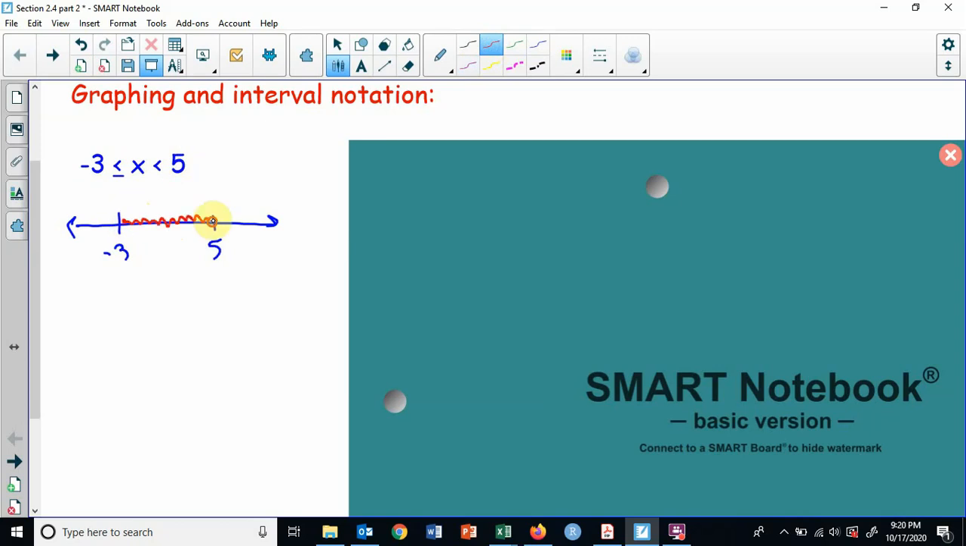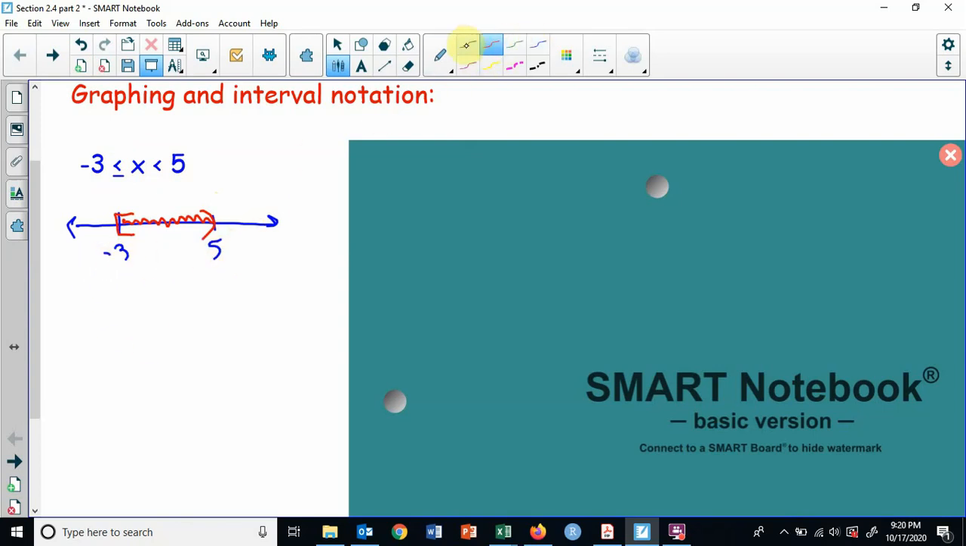Now I do need to put the right symbols on them, so the -3, notice, is an or equal to. So we get the square bracket, while the 5 is a plain less than, so it gets a parenthesis. So that's the graphing.